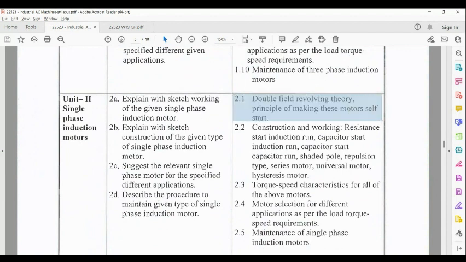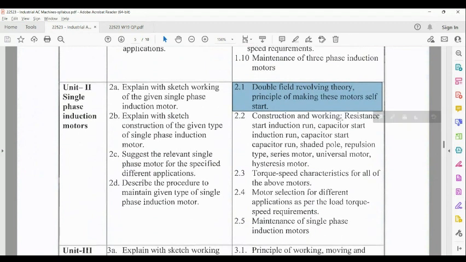So this is the main or very important topic, that is, explain the double revolving theory, or why single phase induction motors are not self-starting, explained with double field revolving theory. So you have to write on this topic. Okay, after that construction and working of various single phase motors.